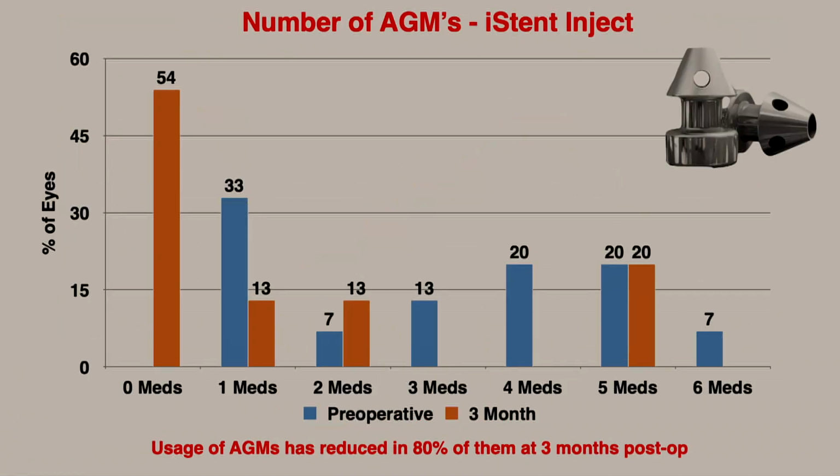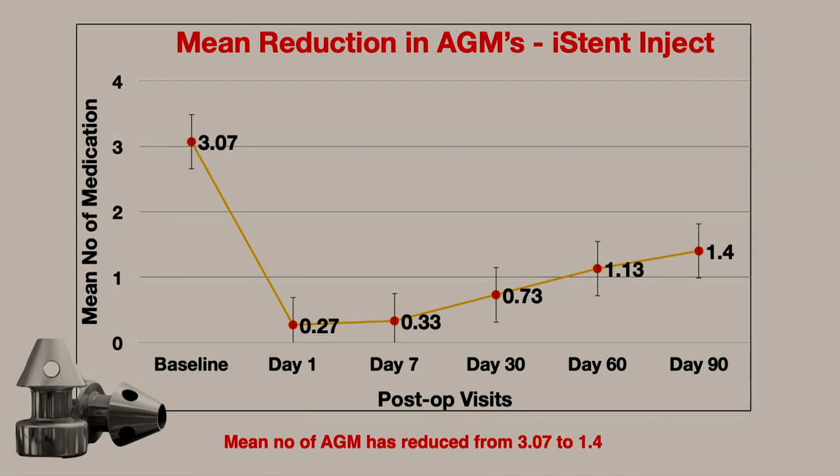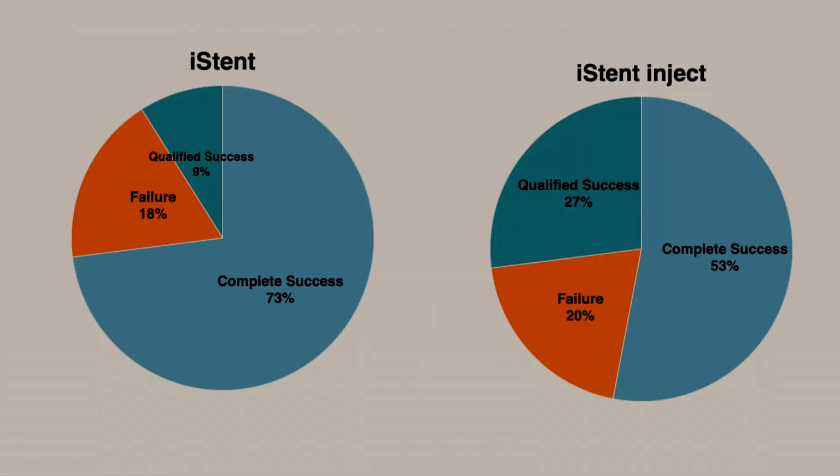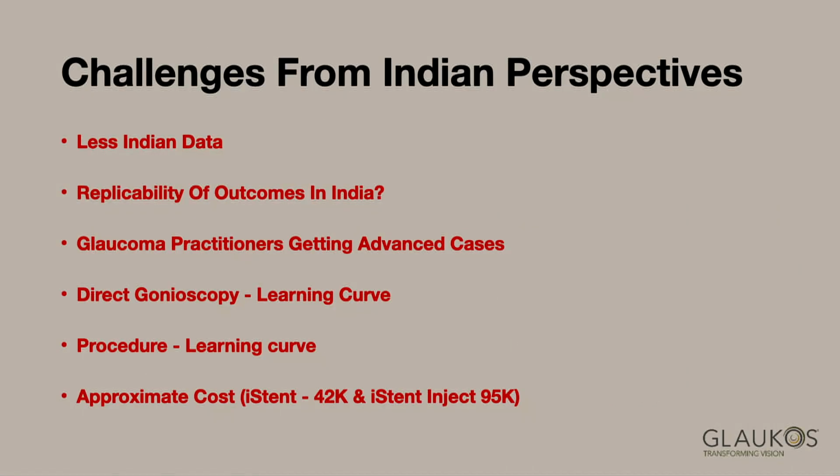In iStent and iStent inject, almost 80% of them are medication free, and you can see that there is a slight plateau that we are concerned with, but let us see with more time. This is remaining for 6 months and 9 months. Let us see how we can take it forward. There are a fair share of failures in this as well, but with more time, I've seen what patients really work, and we are taking things forward.